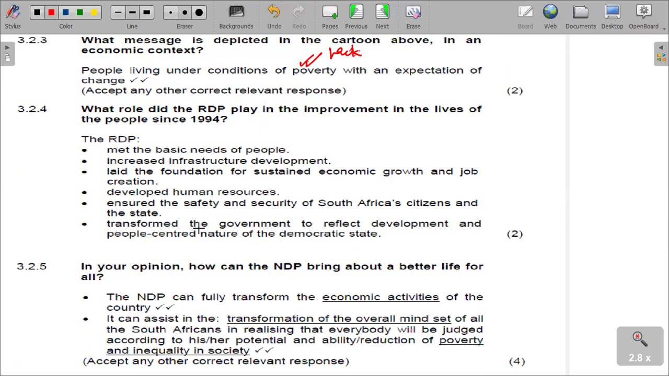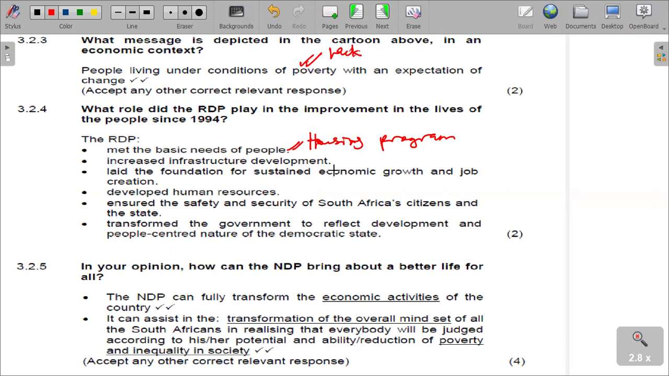These are just to say the development initiatives that came up as a result of the RDP program, the Reconstruction and Development Program. We are saying one, it managed to meet the basic needs of people. We are talking about one, the housing program. People built some shanties and developed houses, and then the government came and reconstructed those houses.